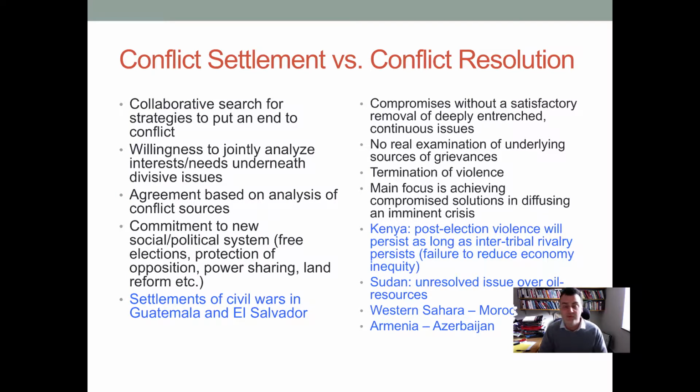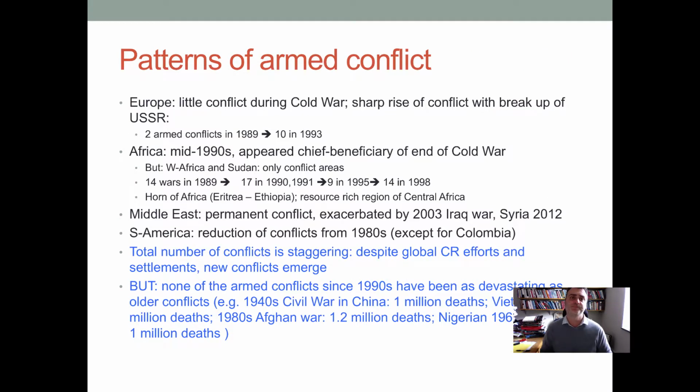In Sudan, we have unresolved issues of oil resources. Western Sahara and Morocco is still an issue of sovereignty and perceived occupation. And then Armenia and Azerbaijan, we still have conflict between those two countries. So again, that shows you settlement versus conflict resolution. Now, what are the patterns of armed conflict?